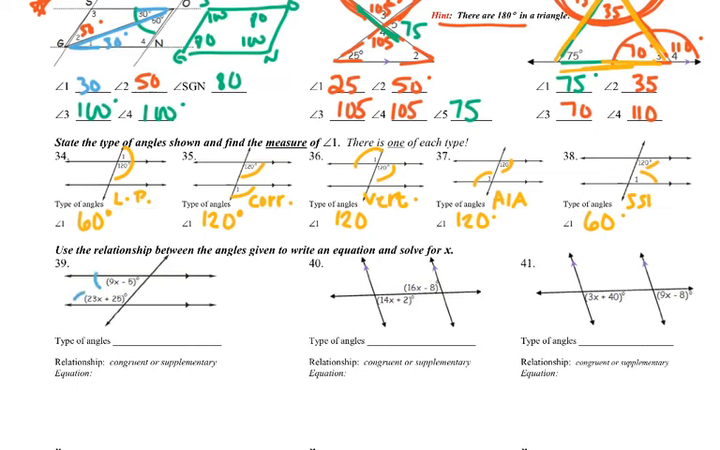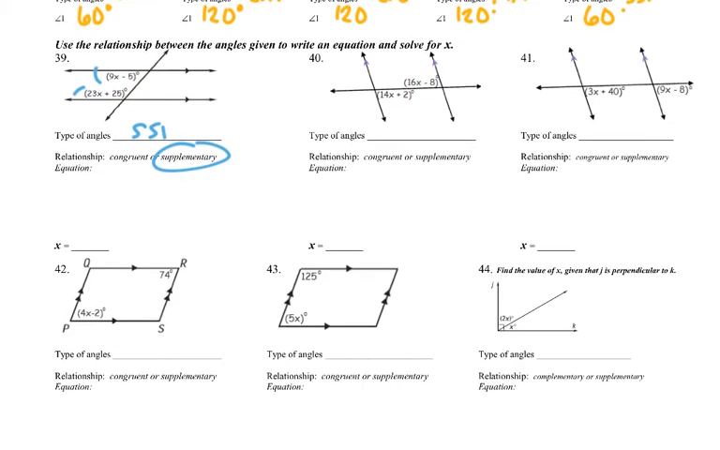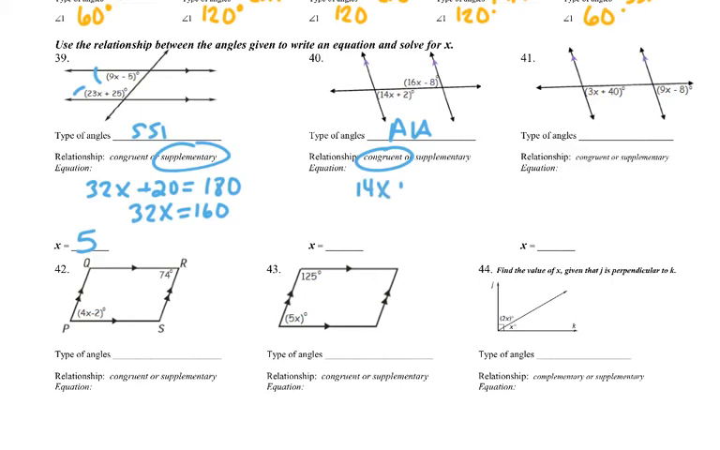So if you look at these two angles, they are same side interior. They are supplementary. If they are supplementary, they add up to 180. I'm just going to add these up here to 32x plus 20 equals 180. So 32x equals 160, and if I divide, I get 5. These are alternate interior angles. Those are equal. So 14x plus 2 equals 16x minus 8. And then those I subtract, and to get 2x equals 10, so x is 5.